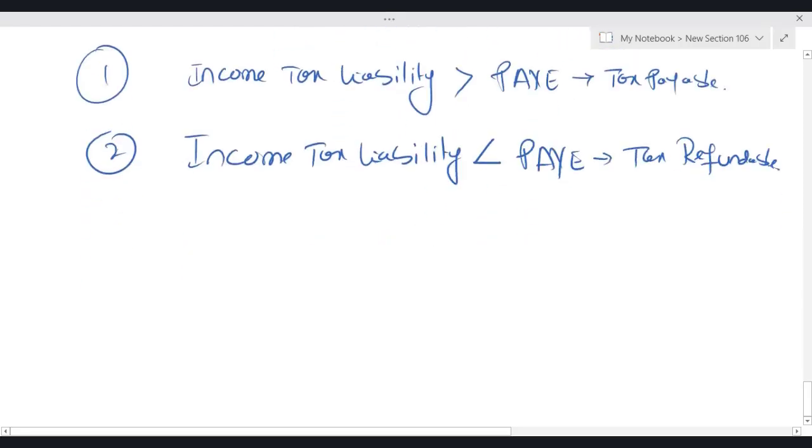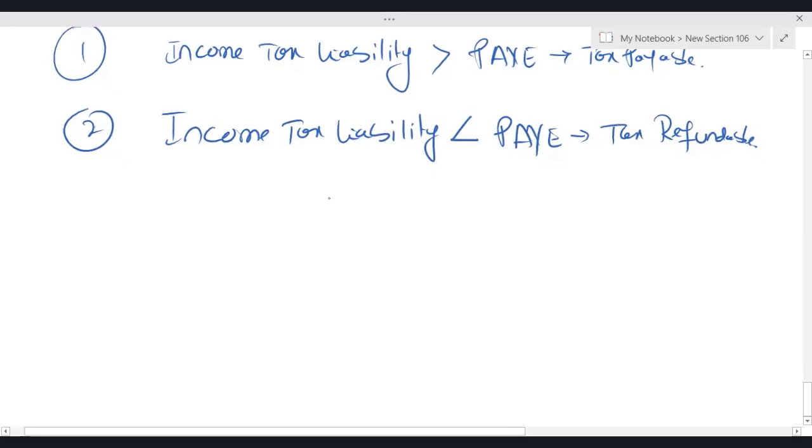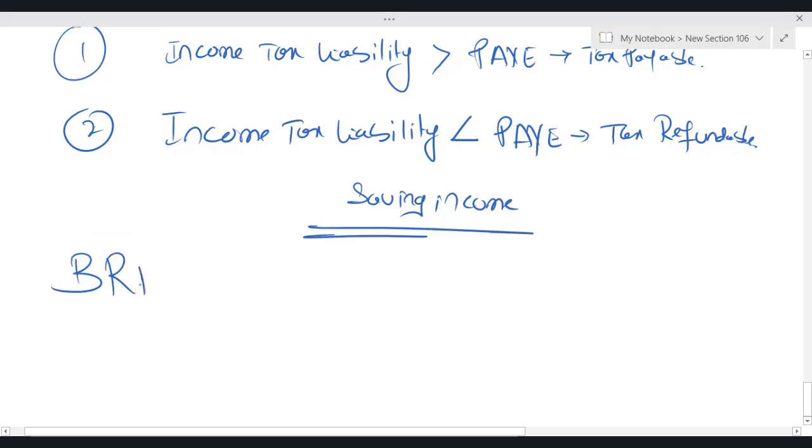Okay. The second source of income is saving income. Saving income simply means interest income. The basic rate band, we know, starts from £1 and goes till 37,700.